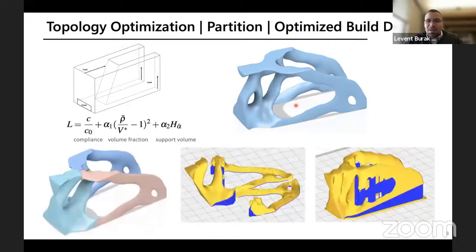However, what you're seeing here is not a monolithic shape. The user has also said, we are open to segmenting the part into three different partitions. And why do we want to use partitions rather than monolithic designs? Because they can tremendously reduce the amount of support structure needed, as shown here.